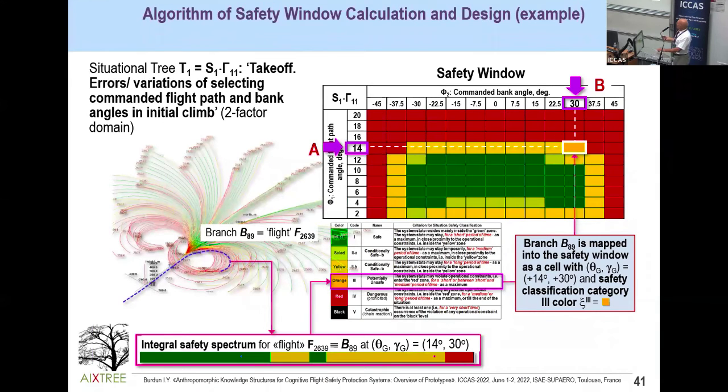Then if you had a matrix, on the rows you put values of the first risk factor, in this case the commanded flight path angle, and horizontally you line up the commanded bank angle. There are two risk factors here, and you project the safety grade into this map. You get a so-called safety window.